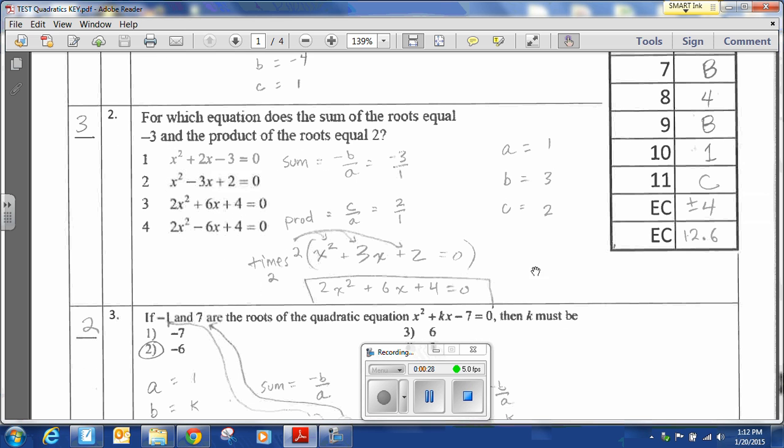Number 3, same thing, sum and product of the roots, except now you are given the sum and product and you need to find the equation. So you need to work backwards to set it up. And you see that you need to multiply everything by 2 to end up with 2x squared plus 6x plus 4. Because when you divide, for example, 4 divided by 2, you end up with 2.